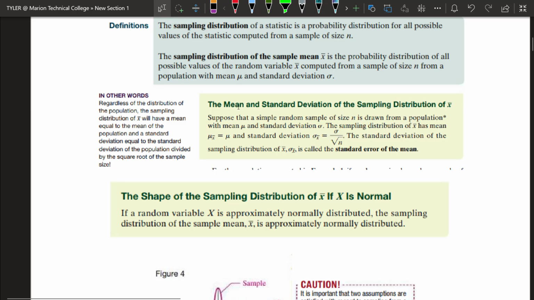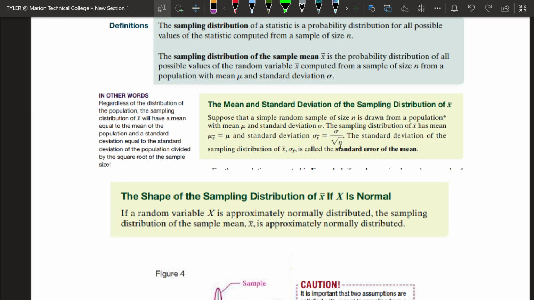In order to study this, we need to know what the mean and standard deviation are going to look like for the sampling distribution of x bar. So suppose that a simple random sample of size n is drawn from a population with mean mu and standard deviation sigma. The sampling distribution of x bar has mean equal to mu, the population mean, and the standard deviation is equal to the population standard deviation divided by the square root of n. So it turns out that the standard deviation of the sampling distribution of the sample mean is going to be less than the population standard deviation.